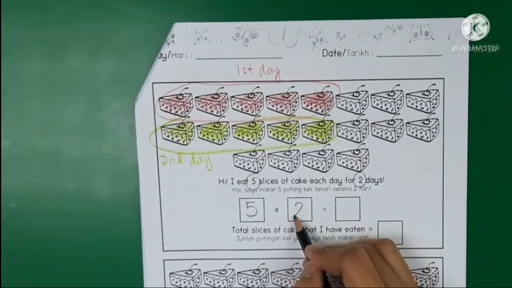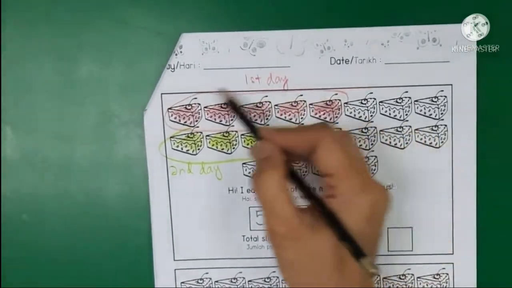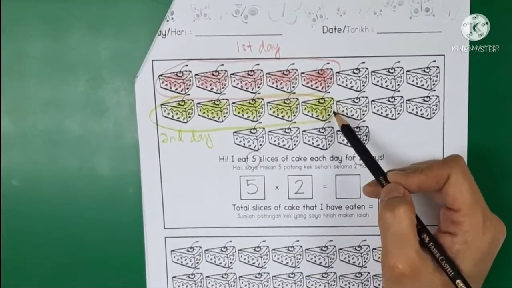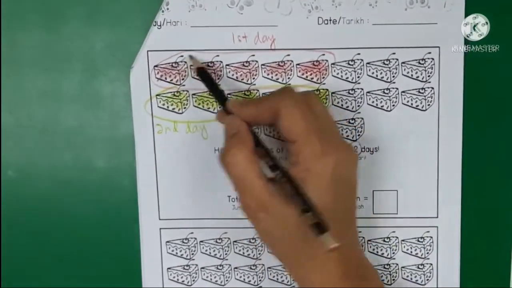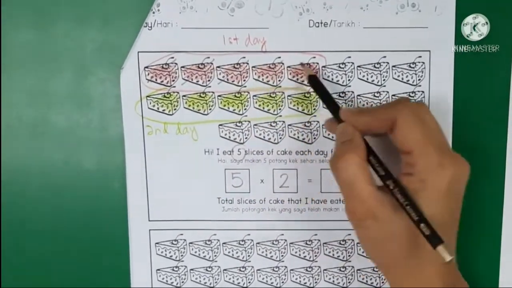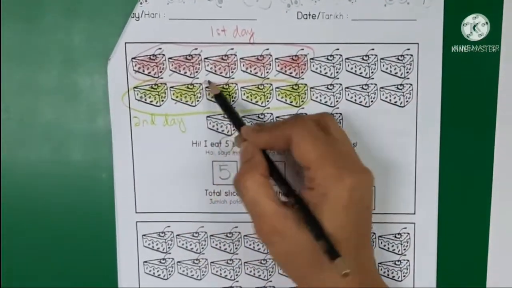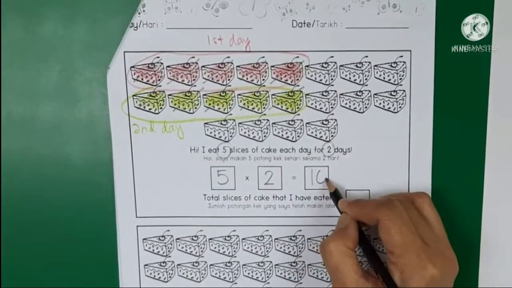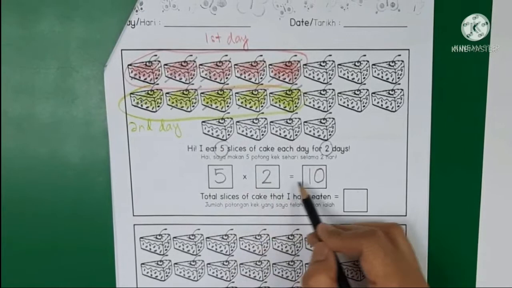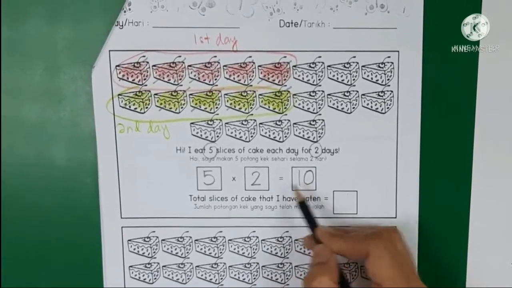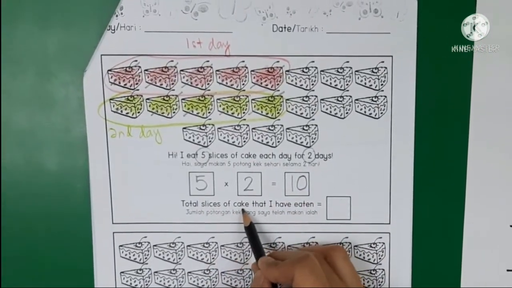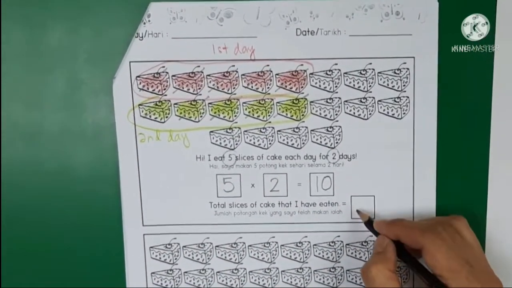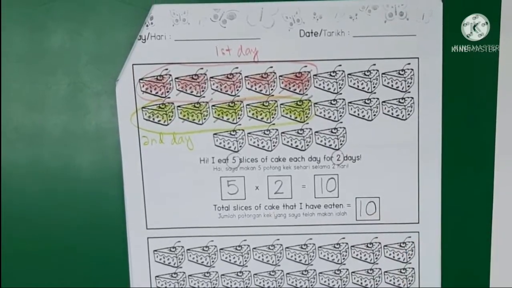So 5 times 2 equals to, let's count how many total slices of cake I had eaten for the past 2 days. 1, 2, 3, 4, 5, 6, 7, 8, 9, 10. So 5 times 2 equals 10. Total slices of cake that I have eaten equals 10. Good job.